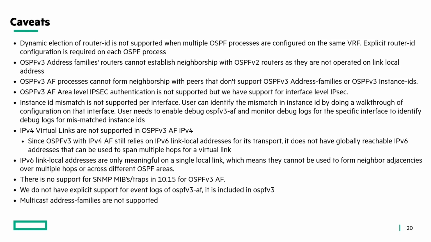IPv4 virtual links are not supported in OSPFv3 AF IPv4. This is because OSPFv3 with IPv4 AF still relies on IPv6 link local addresses for its transport. It does not have globally reachable IPv6 addresses that can be used to span multiple hops for a virtual link, and hence this is not supported. IPv6 link local addresses are only meaningful on a single local link, which means they cannot be used to form neighbor adjacencies over multiple hops or across different OSPF areas.